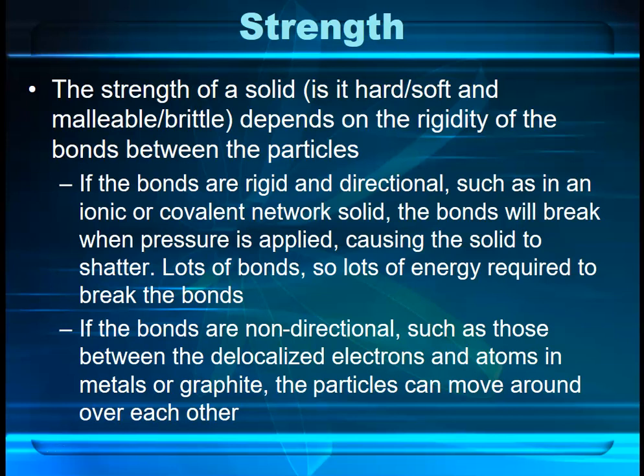If the bonds are non-directional, like those in graphite or in a metal, then that will allow the particles, the atoms, or the layers in graphite to move over each other, while the bonds simply rearrange from one atom to the next, and that will allow it to be shaped or moved.